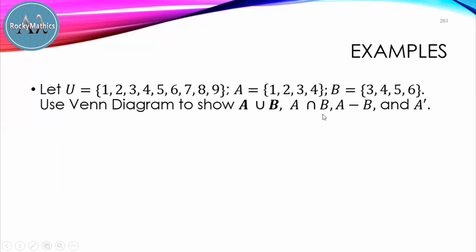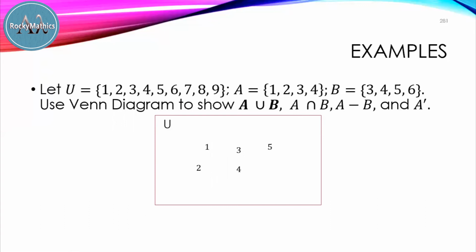So first, we must get the A union B. Again, the concept of A union B is to combine all the elements of A with the elements of B. So we make a universal set. Again, what is a universal set? It consists of all the elements 1, 2, 3, 4, 5, 6, 7, 8, 9. So these are the elements in U.